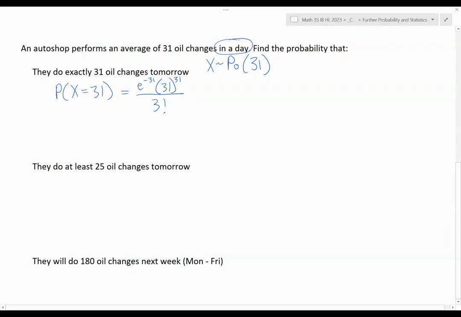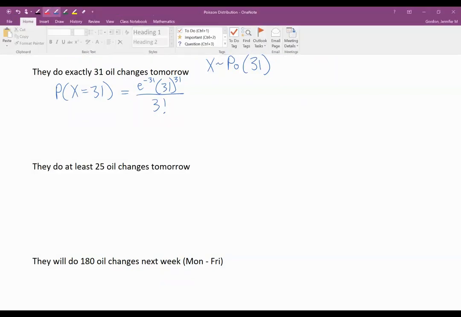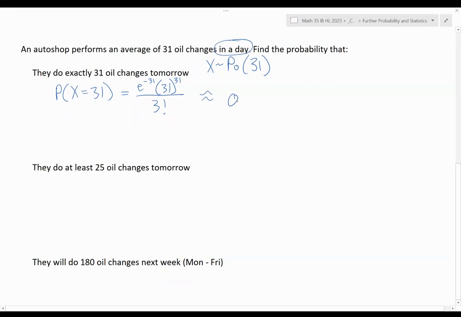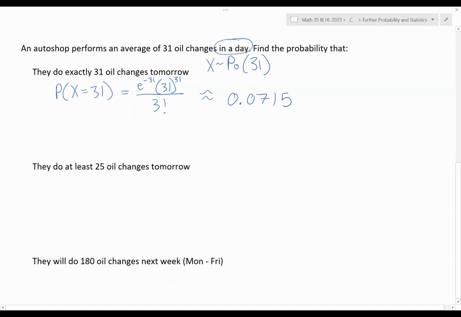Or in my calculator, depending on the calculator you have, it might look a little different. On the TI, it's called the Poisson PDF, and you can find it in the distribution menu. On the Casio graphing calculators, it's in the stats app, and it's Poisson PD. Either way, you're going to have to put in a couple of things. You're going to have to put in the x value we're looking for, which in this case is 31. And you're going to have to put in the mean, which is actually also 31. And when we do that, we get a probability to 3 significant digits of 0.0715. So about a 7% chance that they'll do exactly 31 oil changes.